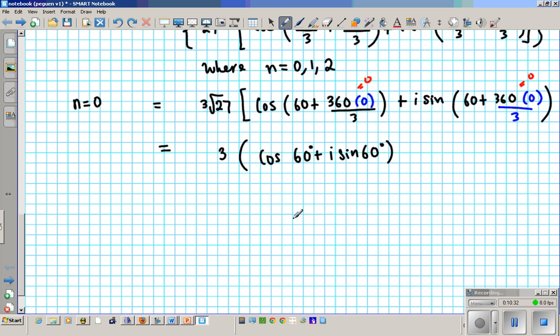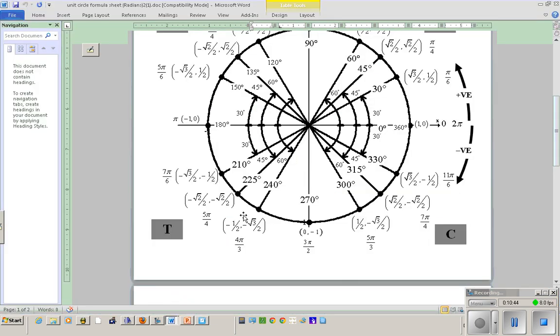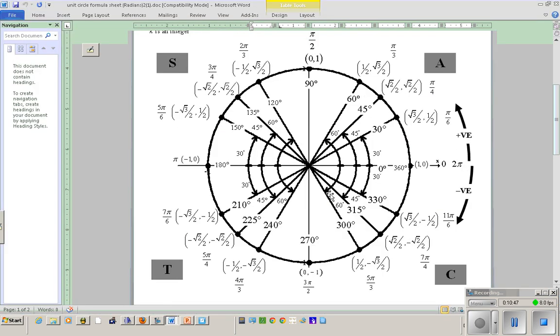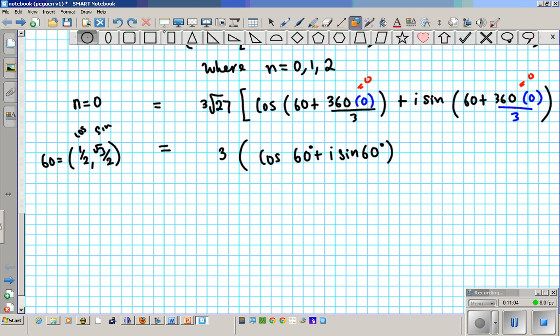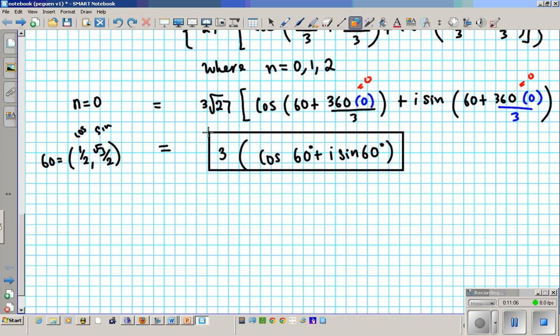In polar form. Of course, we have to express this in rectangular form, right? So to express this in rectangular form, we go to the unit circle and look for where 60 is. If it's not on the unit circle, then we have to use our calculator. On the unit circle, 60 degrees is 1/2 and root 3 over 2. This is cosine, this is sine. So let's box this as the polar form, so we don't lose track.